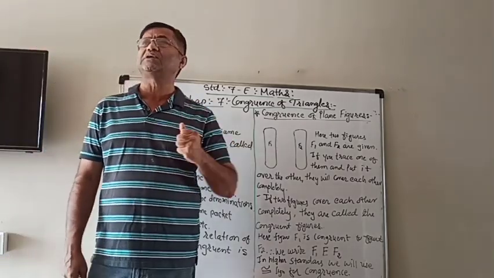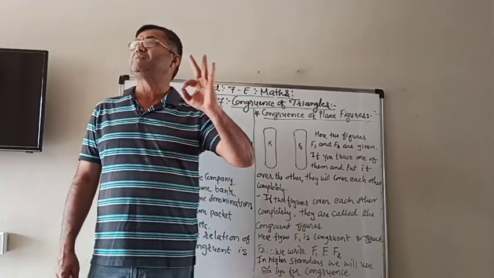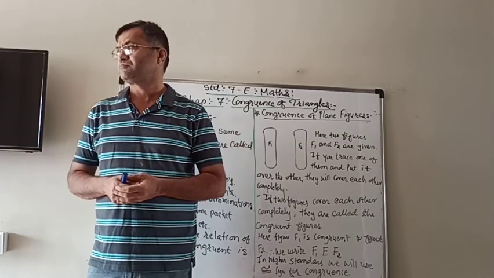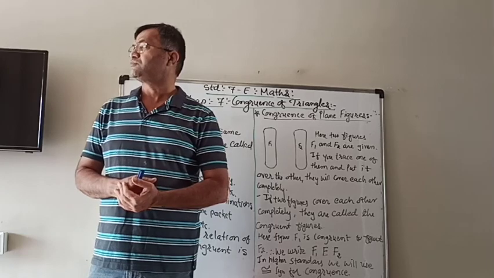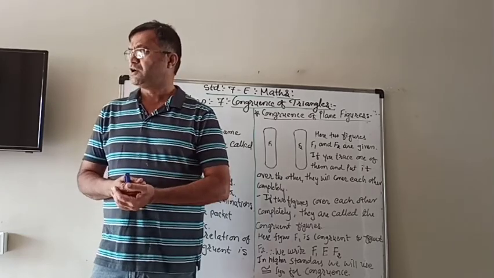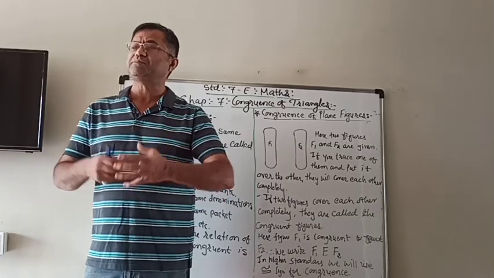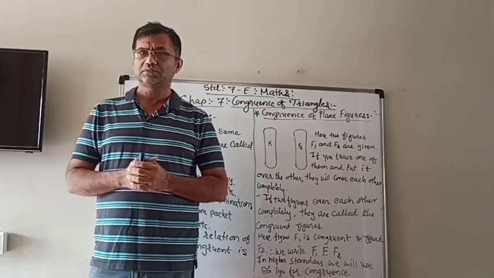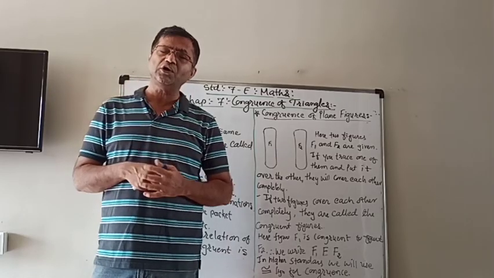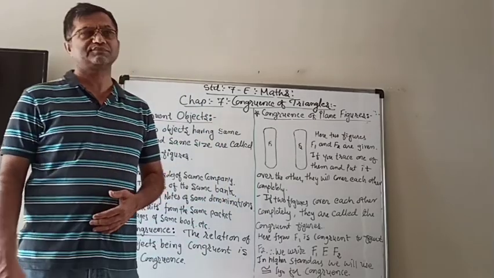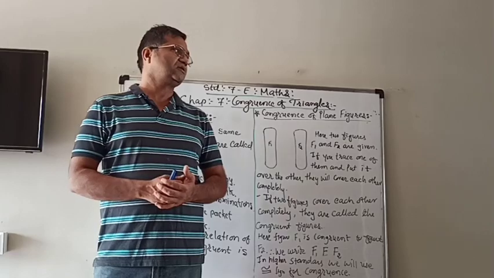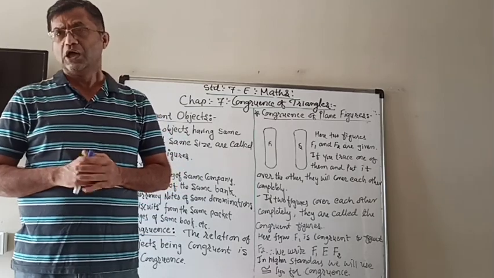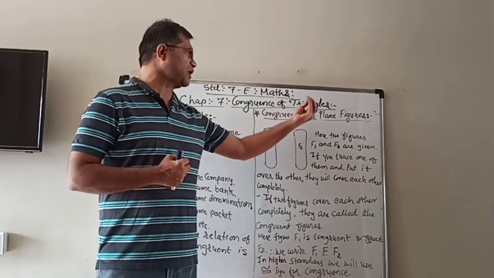Generally, this idea of congruence is applied to three-dimensional objects also, like cupboards, computers, or vehicles. You can see that two vehicles of the same company, of the same brand, will be equal, congruent. But before we go to the three-dimensional figures, in this chapter we have to learn only about the two-dimensional plane figures. So let us understand about the congruence of plane figures.